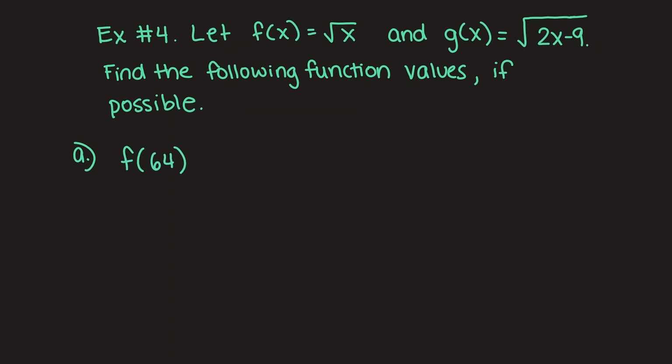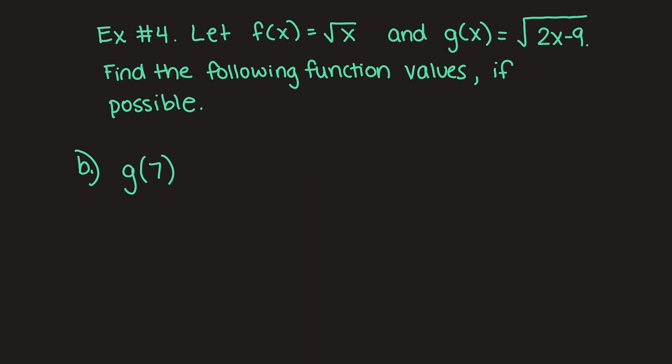For f of 64, this notation tells us to substitute 64 in for x in the function f of x. So we get the square root of 64, and this evaluates to 8. So f of 64 is equal to 8.